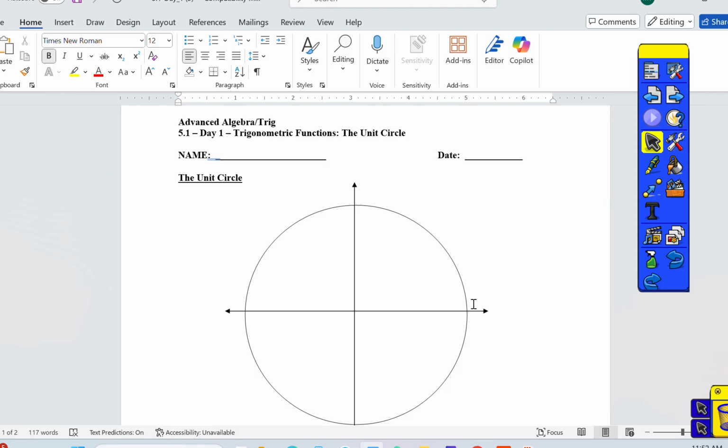Okay, so we all need a filled in unit circle to help us today, and then our notes. And your graphing calculator.